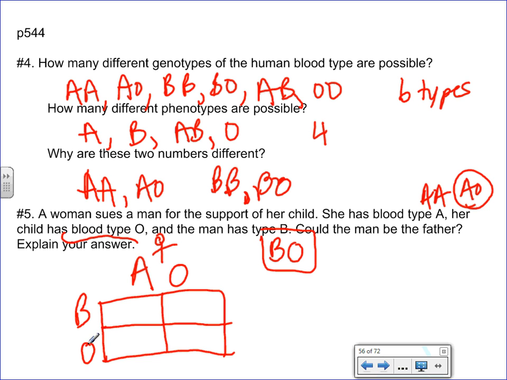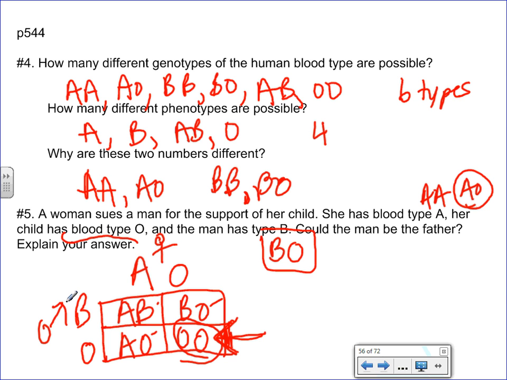Because if he is BO, then we can have type AB, we can have type B, we can have type A, or we can have type O in the children. So he would have to be BO in order to have an O child with her. So yes, he could be the father, but they would have to check.